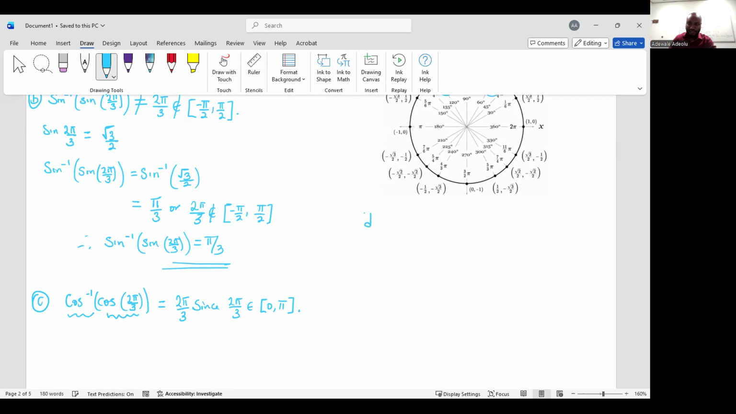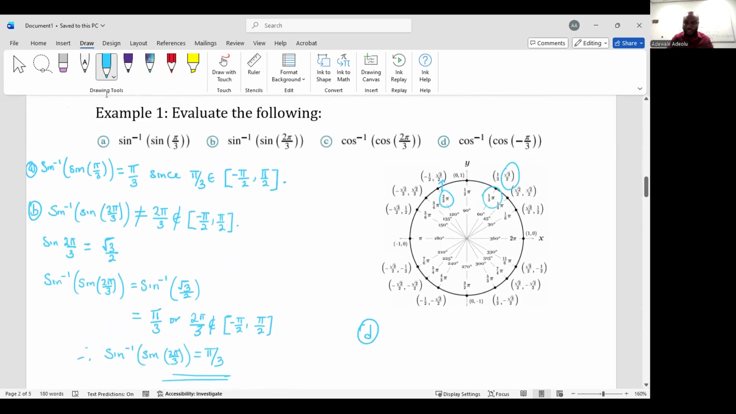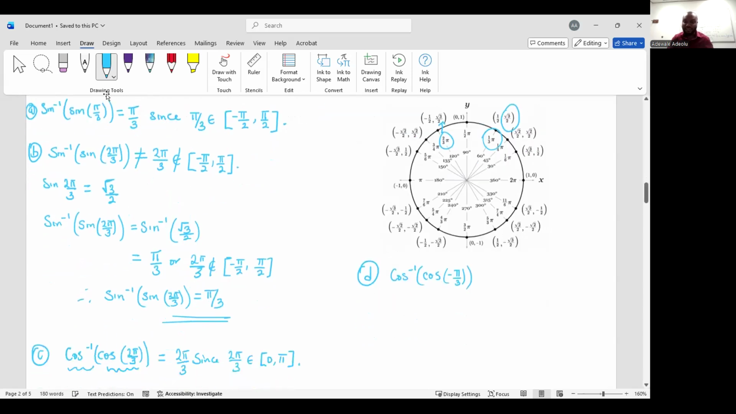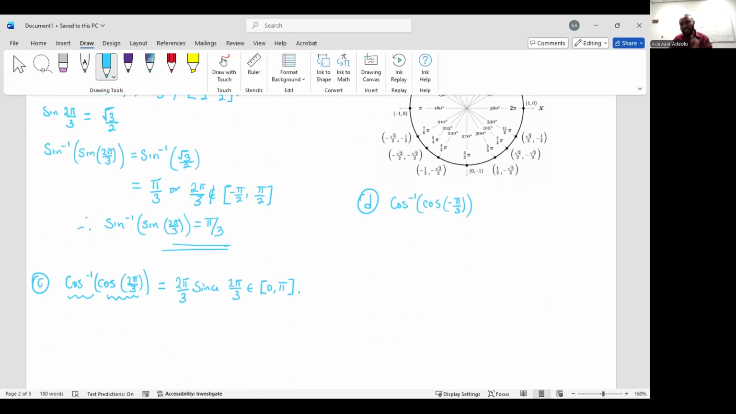And lastly, I'll write it here. Let's see. Cosine inverse of cosine of negative pi over 3. Again, there are several ways we can solve this. Let us be careful. Here, I will say my answer is not negative pi over 3, since that angle does not belong to the restricted domain of cosine, which is 0 to pi. So it does not belong to that. That is not my answer.